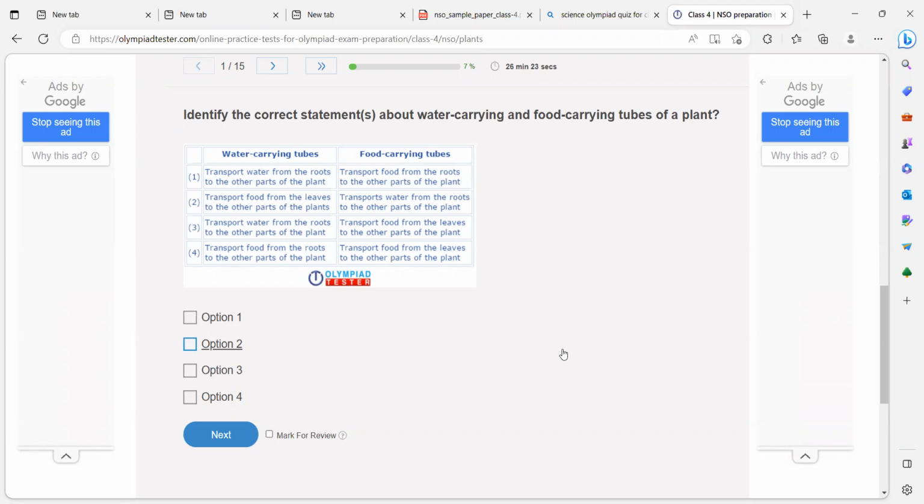Identify the correct statements about water carrying and food carrying tubes of plant roots to the other parts of the plant. Stem: transport food from the leaves to the other parts of the plant. Transport water from the roots to other parts of the plant. Transport food.